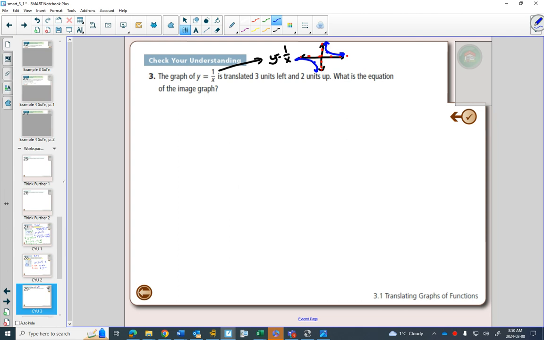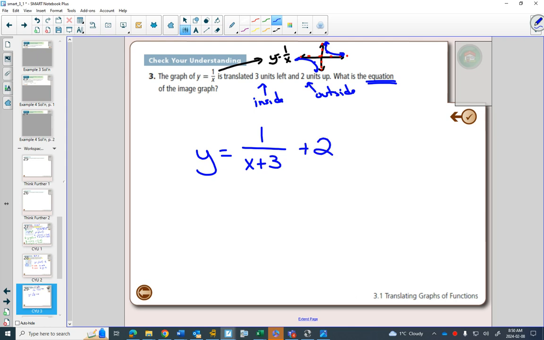So here's the graph. It's translated left. That's going to be inside. And 2 units up, that's going to be outside. What is the equation? Okay. So it has an equation. I'm going to need an equal sign and something on both sides. So y equals. And for the x graph, what does inside look like? Inside is where the x is, so it would be 1 over x plus 3 on the bottom. And then outside, plus 2 afterwards.